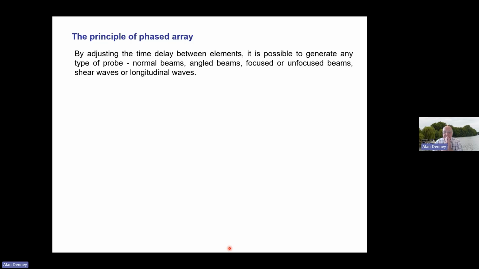So what is phased array? You've got many elements, but in phased array you can generate many different types of probe: normal beams, angle beams. You can also produce focused or unfocused beams. You can produce shear waves, longitudinal waves. You can really play tunes on it, which puts a whole new dimension to the skill of the UT engineers setting up the UT.